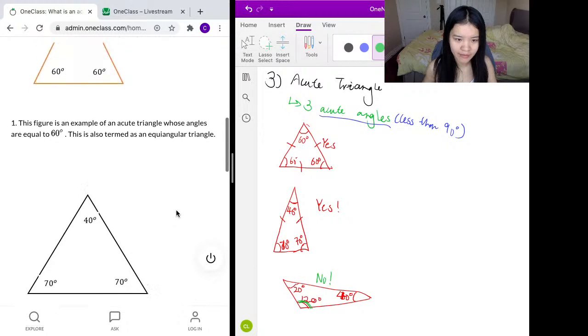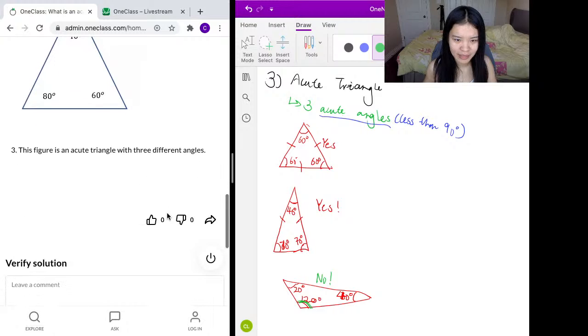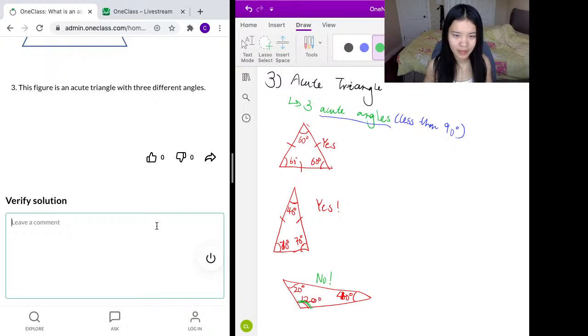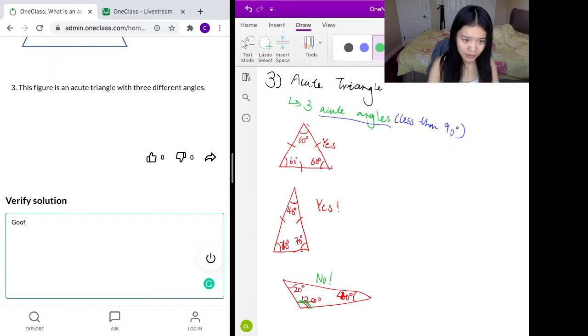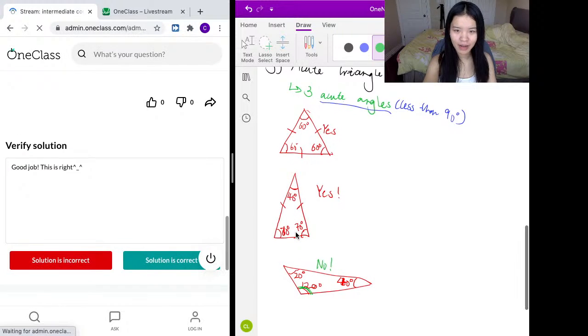Yes, they have some examples. Oh, they have the exact example as me. Oh, not exactly, but some of the same examples. Perfect. So let's say, good job. This is right. Perfect. Now let's move on to our next question.